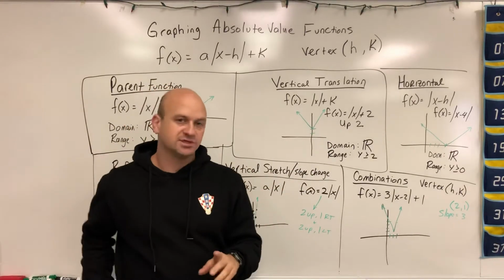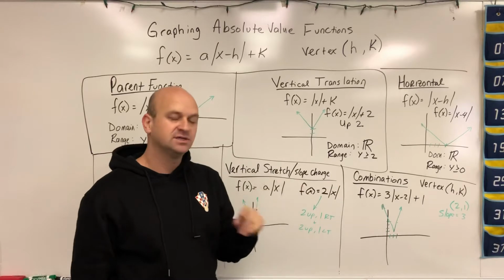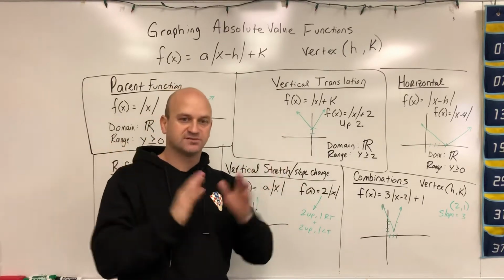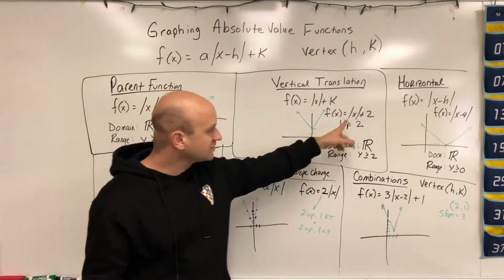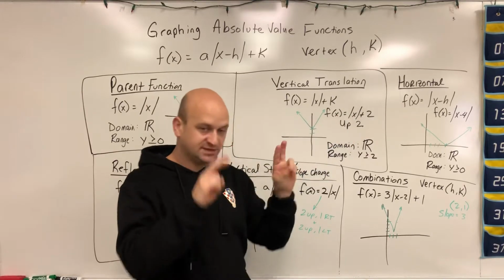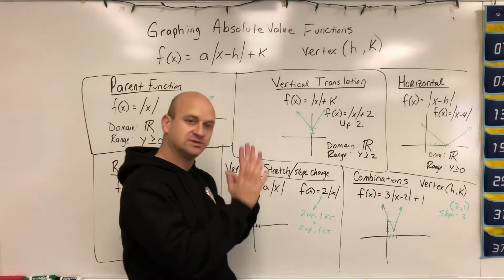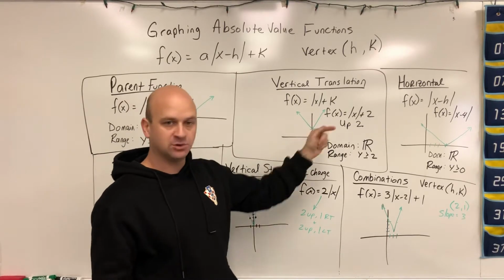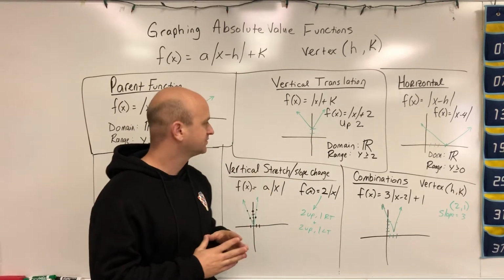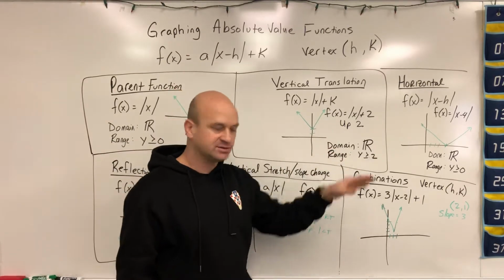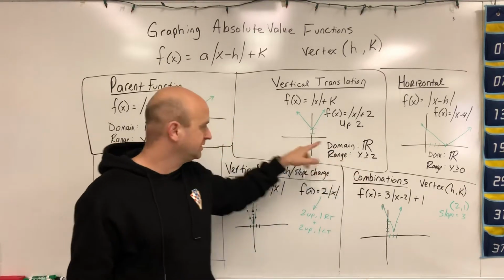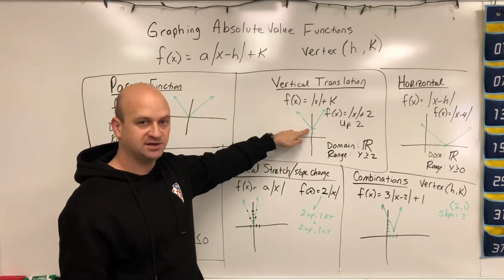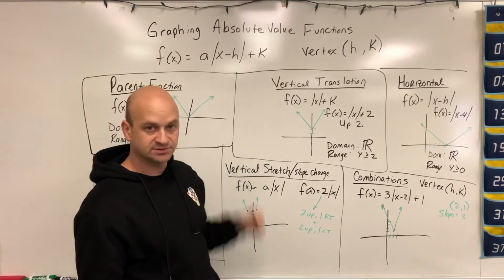Now, it's important to keep in mind as we go through these to pay attention to the slopes of the line from the vertex. Since there is technically no value out front, it's really a 1. And so the slope from that vertex would be up 1 and over 1 in each direction. Okay. The domain again is all real numbers, and the range now is going to be values of y greater than or equal to 2.